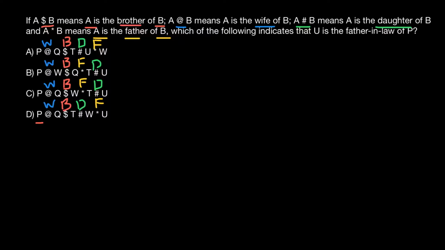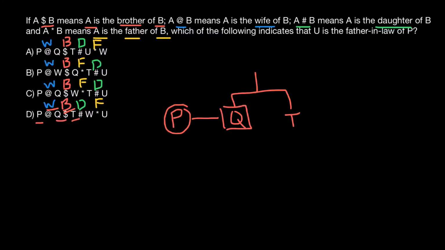I want to start with answer D. P is a wife of Q, so P is a wife of Q. And Q is a brother of T, and they have parents, like any child on our planet should have parents. And T is a daughter of W.